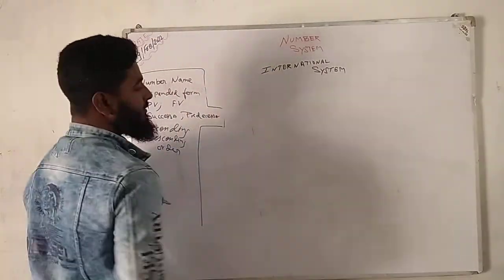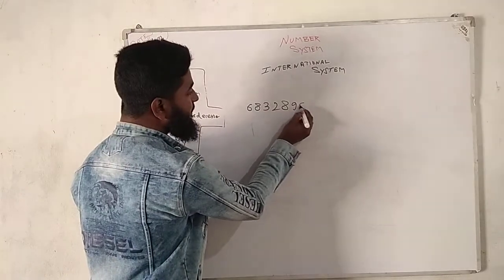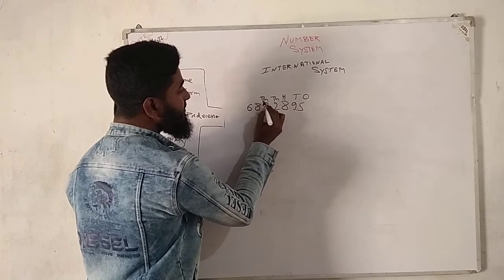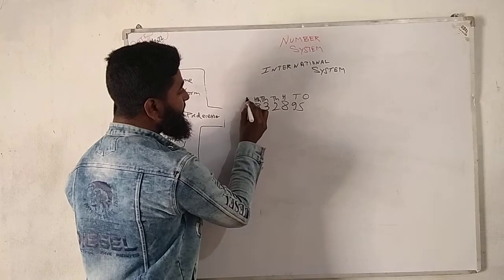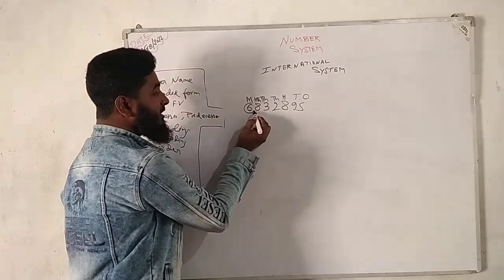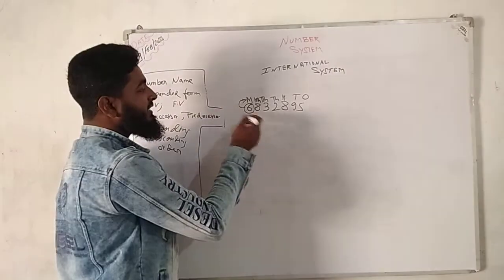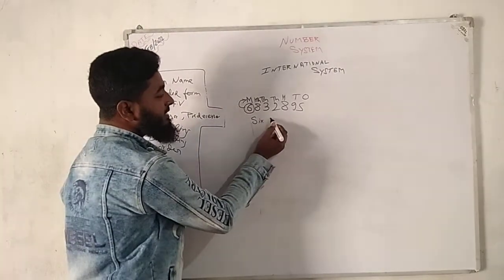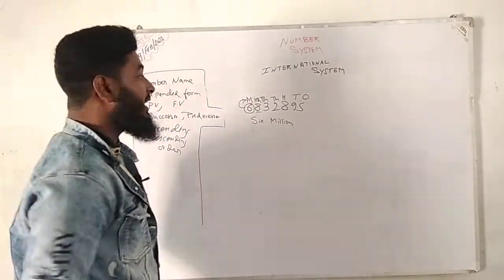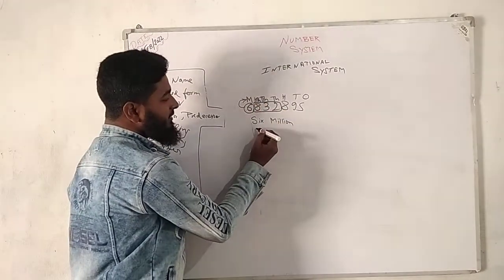Okay, so the number is 6832895. So it is ones, tens, 100, 1000, 10,000, 100,000, and then million. Why? Because it is the international system. Watch the number. Number is 6, and above it is million. Now 6 million. Now comes 8. Above it there is 100,000. Now take 3 numbers: 832.